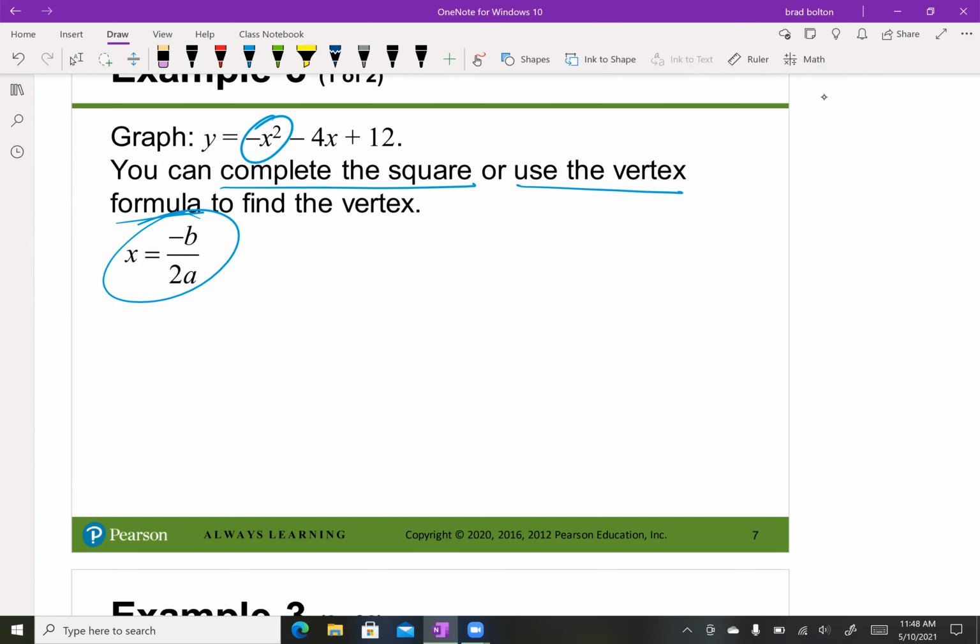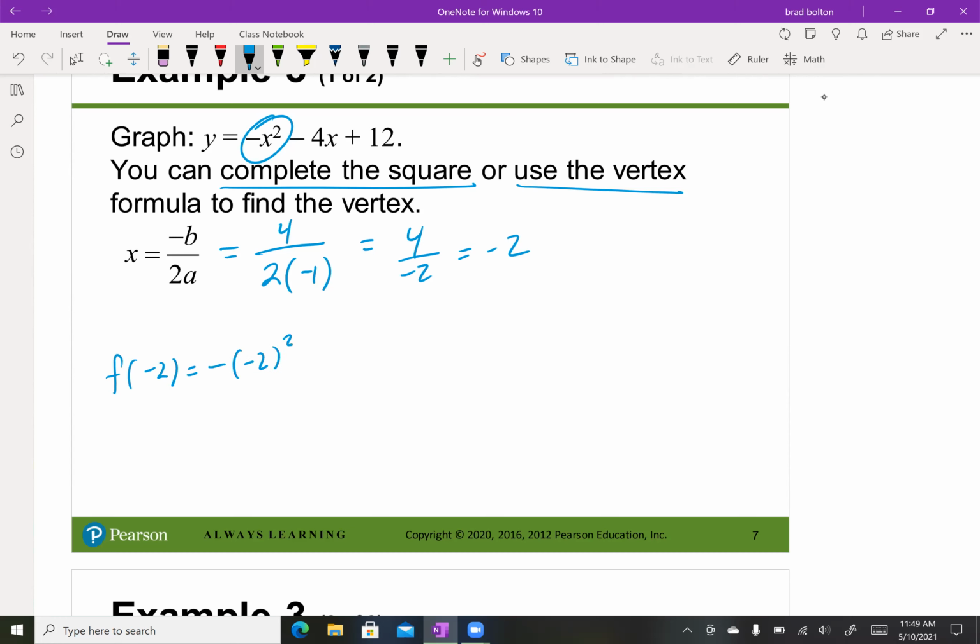So we have, in this particular problem, negative b, so this would be negative 4, which becomes positive 4, and then over 2 times a, but a is negative 1. So we get 4 over negative 2, which is negative 2. Okay, so now we have negative 2. All right, now that is the x coordinate. If we want to find the y coordinate, we just do f of negative 2 or y of negative 2, and this would become negative times negative 2 squared minus 4 times negative 2 plus 12. So this would be negative 4 plus 8 plus 12, and that would become what, 16? We get 16. So the vertex is the point negative 2 comma 16.